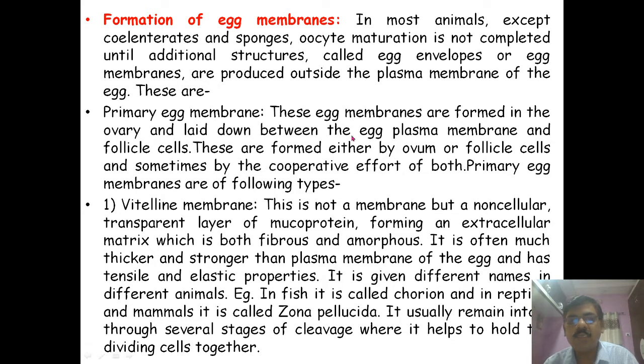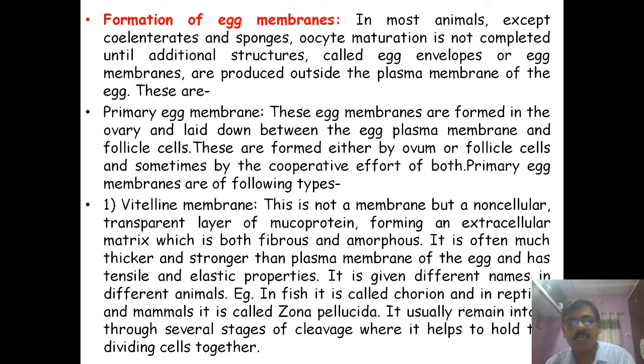Then the last process in oogenesis is the formation of the egg membrane. In most animals, except coelenterates and sponges, oocyte maturation is not completed until additional structures called egg membranes or egg envelopes, which are produced outside the plasma membrane of the egg, are formed. The first one is the primary egg membrane.